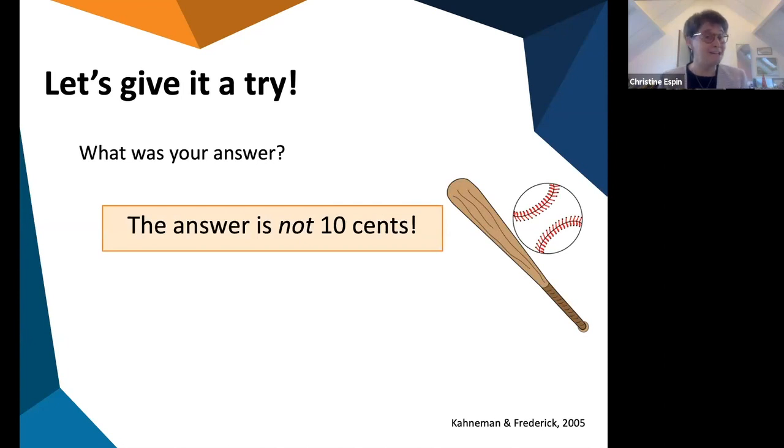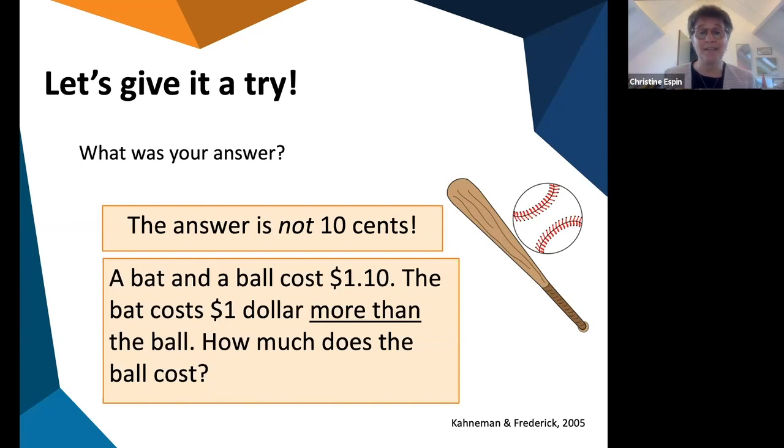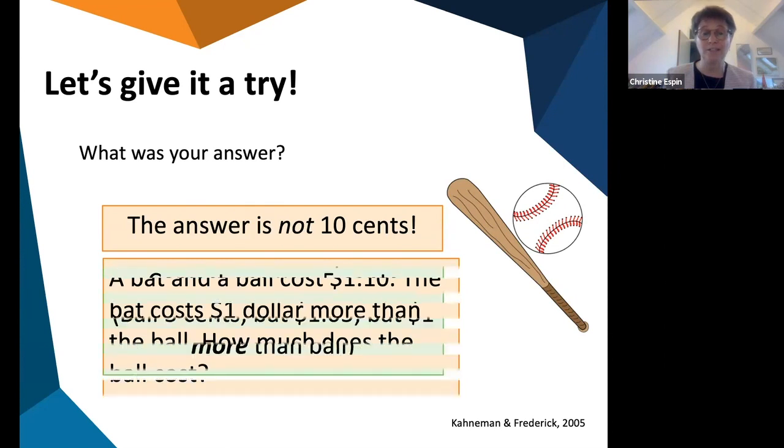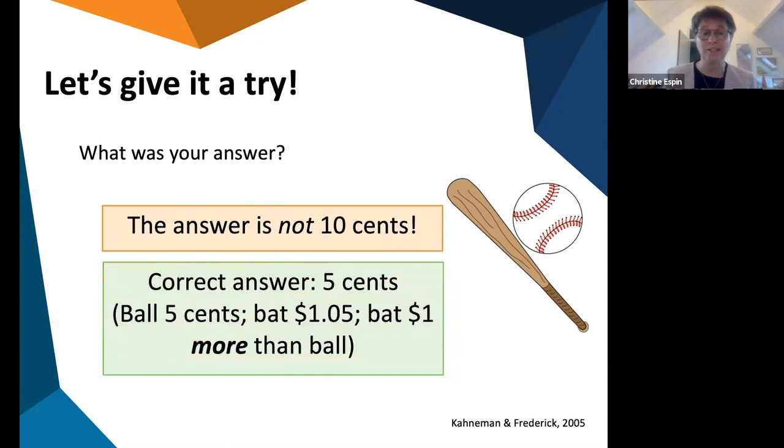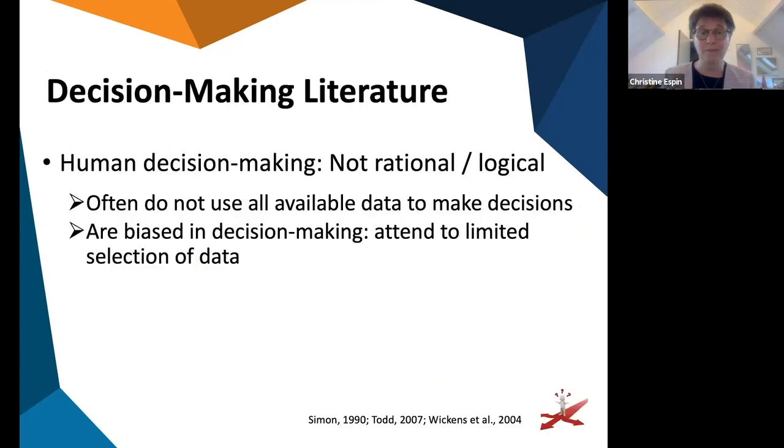If you, like many others, wrote the answer as 10 cents, you're actually incorrect. The answer is not 10 cents. Remember that the question said, a bat and ball cost $1.10. The bat costs $1 more than the ball. How much does the ball cost? The actual answer is 5 cents. The ball costs 5 cents. The bat costs $1.05. Thus, the bat costs $1 more than the ball.